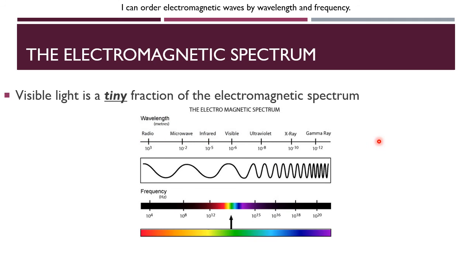So one of the things that will be important for you to know here, and you will need to memorize this, is this sequence, this order. And you need to know which end is the short wavelength. So the gamma ray end is the short wavelength. The radio wave end is the long wavelength. Now within that, we also need to recognize the order of the visible light, the colors.